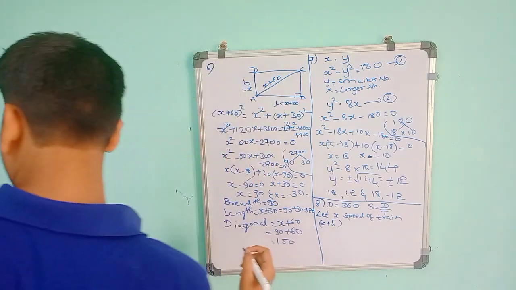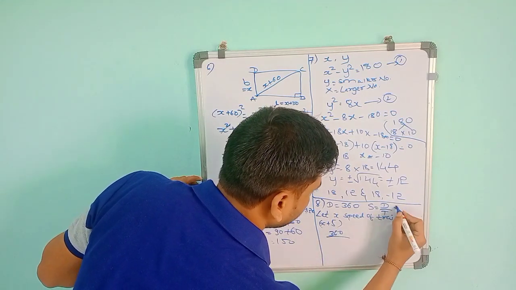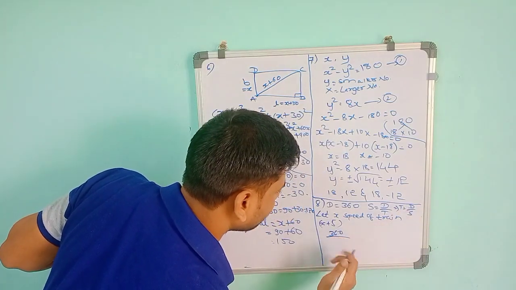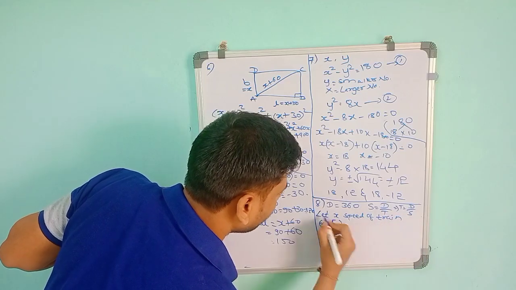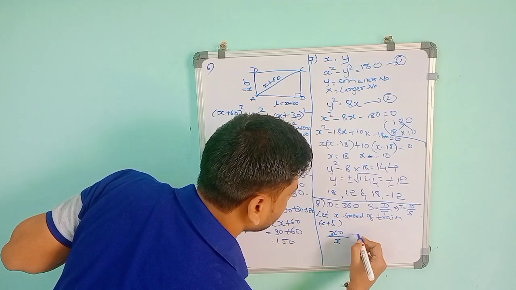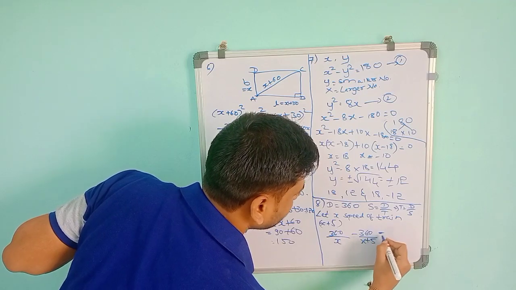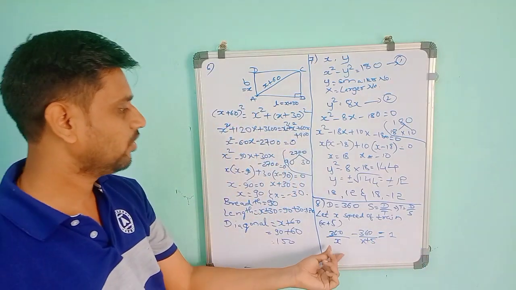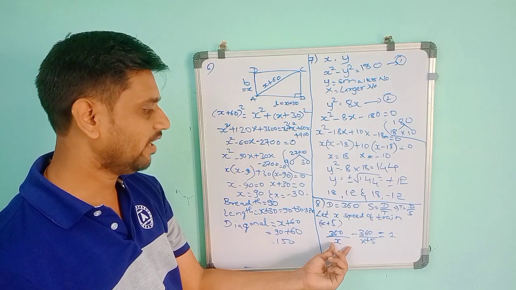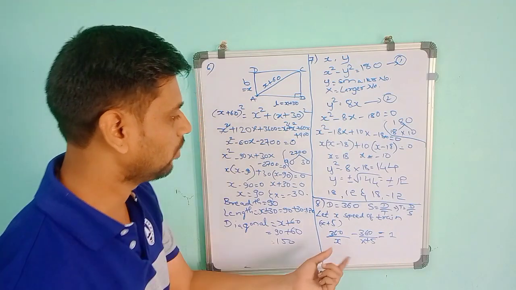So time is equal to distance divided by speed. The time in the first case is 360 by x, and in the second case, with speed x plus 5, it is 360 by x plus 5. This difference they gave as 1. The difference between the times required to go 360 km at speed x and at speed x plus 5 is 1. So then you have to form the third equation.